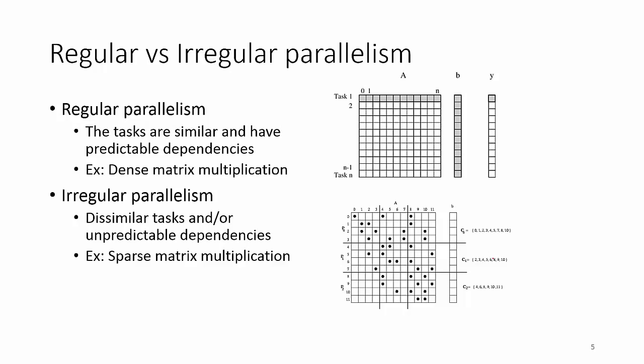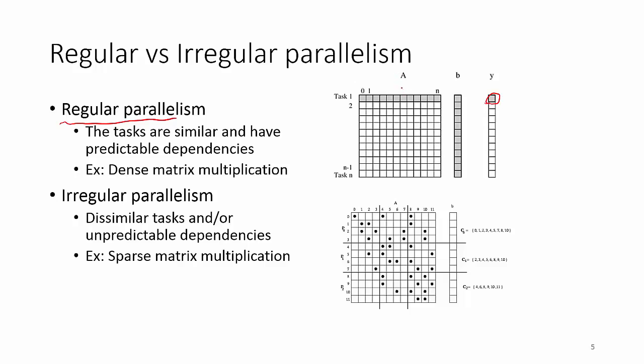But with data parallelism, this is indeed a major difference. With regular parallelism, the tasks are similar, and they have predictable dependencies. An example here is dense matrix multiplication. A dense matrix is a matrix where all the elements, or almost all at least, are filled with non-zero values. With dense matrix multiplication, one way of dividing the work is to have one task that calculates each element of the output vector.